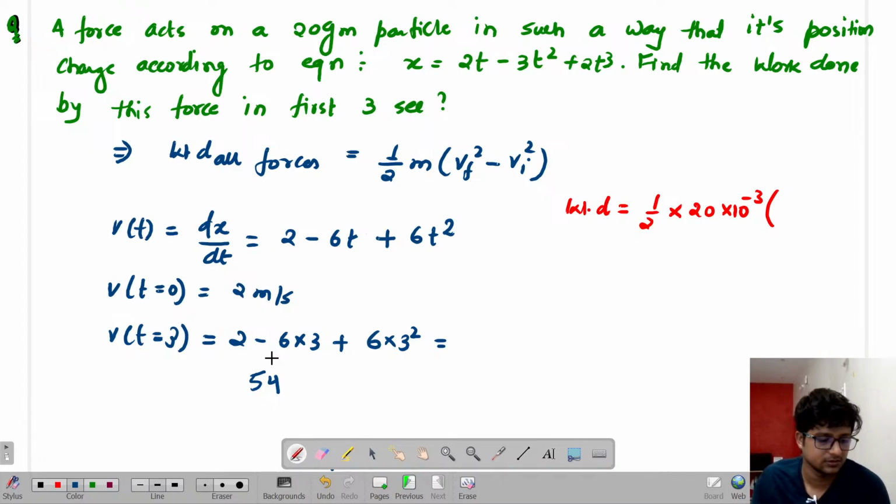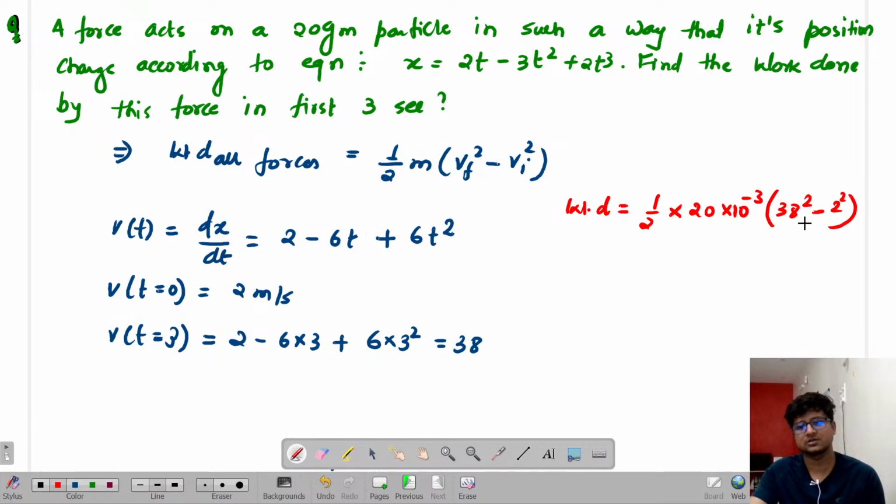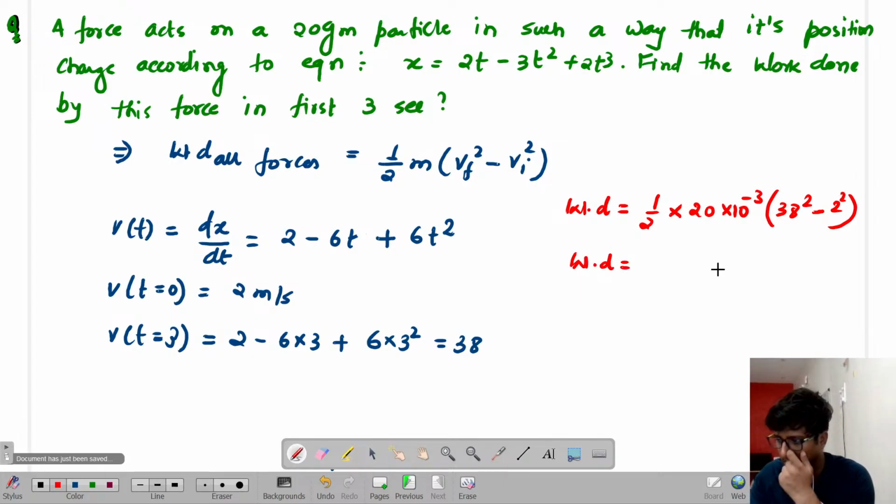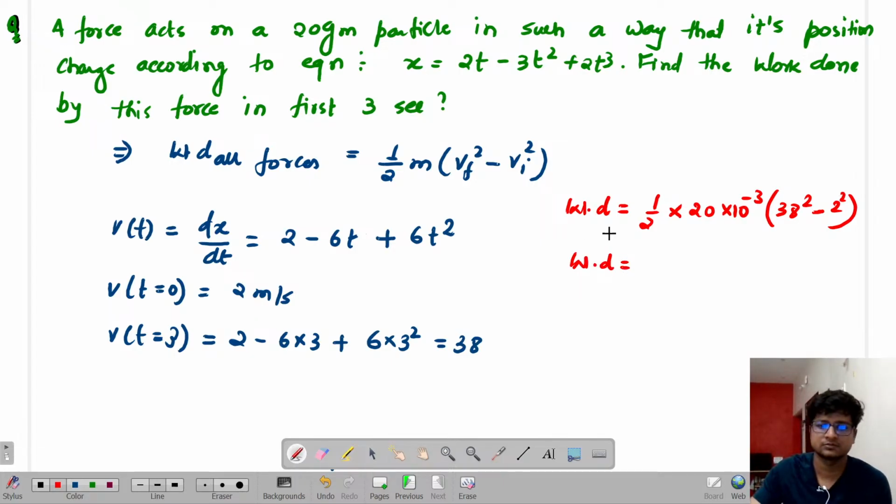Yes, this will come around 38. Okay, so this will be how much, 38 square minus 2 square. How much is this coming? 14.4. This one will be 14.46. Is that clear or not?